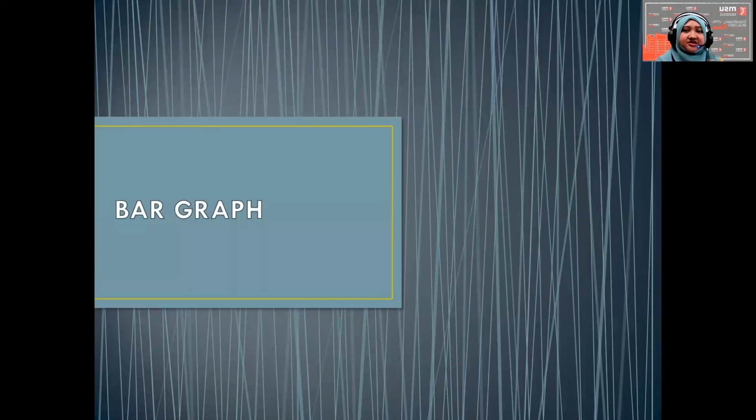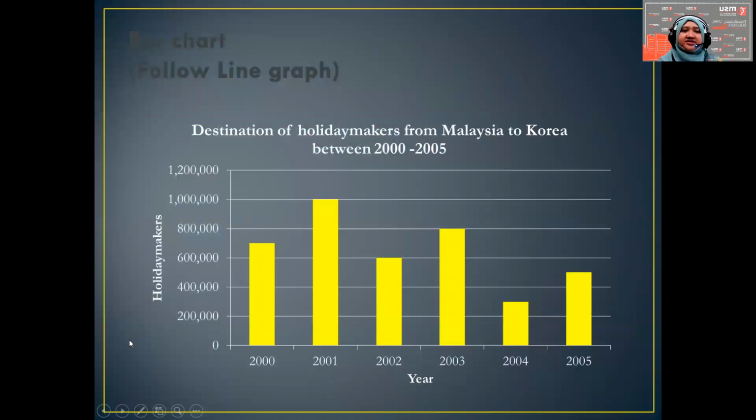Okay, we move on to the last one, which is the bar graph. A bar graph is different in the sense that there are two sets of styles to use in a bar graph. The first one follows the line graph style, where there is a movement of time. So here we have 2000, 2001, 2002, 3, 4, and 2005. All of the bars here are in the same color because it is an indication of the movement of time. So the number from 700,000 increases, decreases, increases, decreases, and decreases.